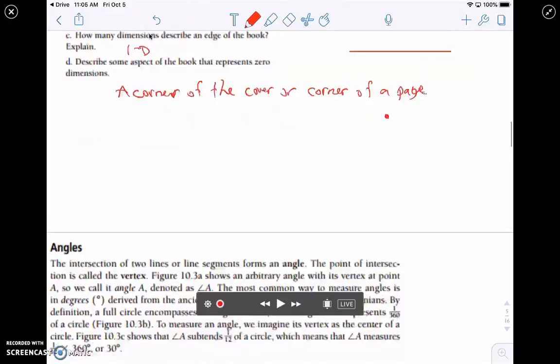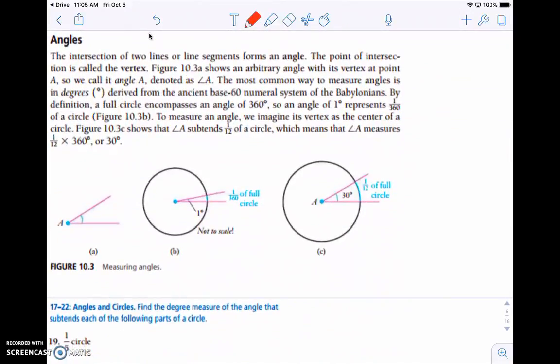So that's a little bit about dimensions. Now we're going to look at another portion of geometry, which is angles. Okay, hopefully again, angles is something that isn't new to you, but we're going to talk just a little bit about these angles here. So the intersection of 2 lines or 2 line segments is what forms an angle. The intersection of those points is called the vertex.